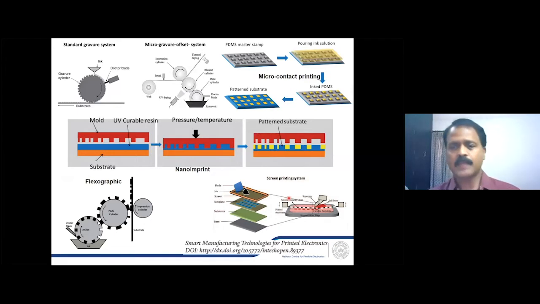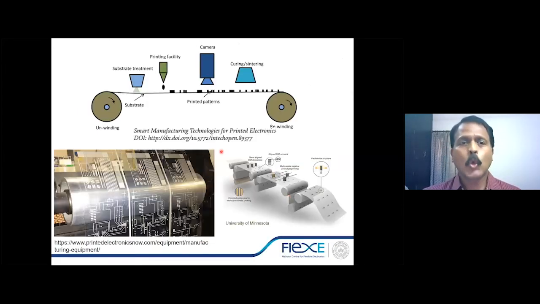Essentially, we take a sheet and print on it. But we can also have roll-to-roll printing. Just like a newspaper is printed, we can also print devices that way. So we have a substrate, which is typically plastic, but it could be paper, or it could be cloth.